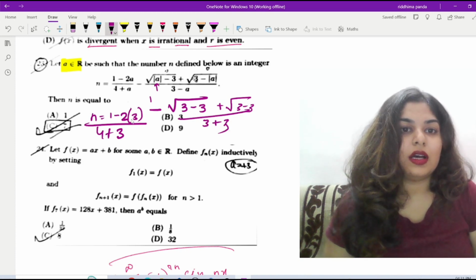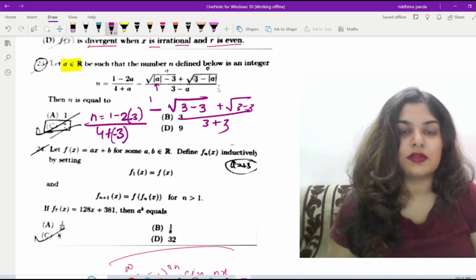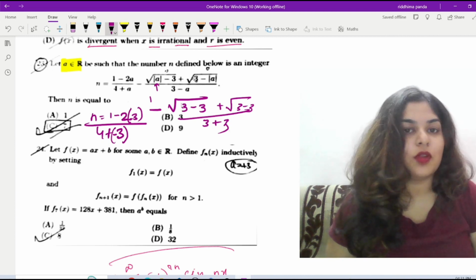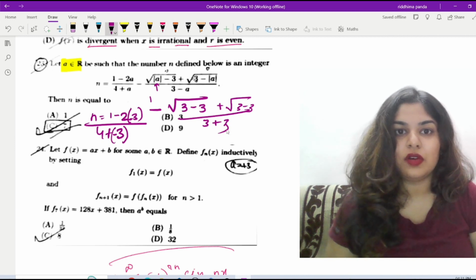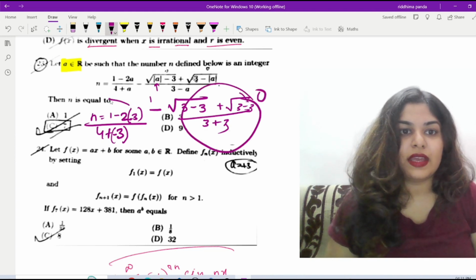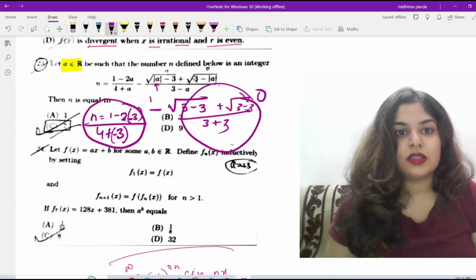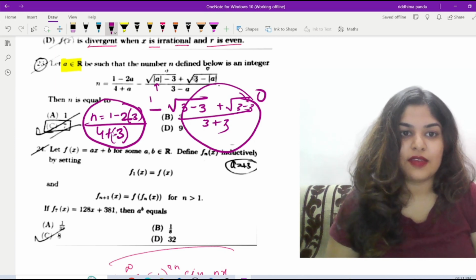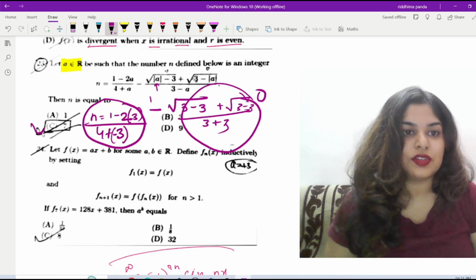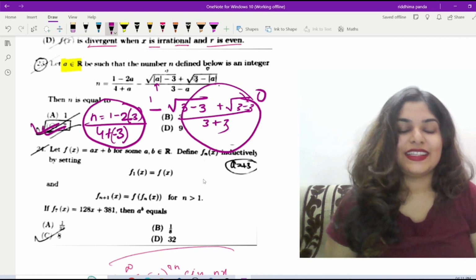Now a is minus 3, and these are all mod values, so we have taken positive 3 out, and here we have minus minus plus 3. So basically this turned out to be 0, and I have only this part to calculate n. So that is 3 into 2 is 6, minus minus plus 1 is 7, and this is 4 minus 3 is 1, so 7 by 1. So the value of n is 7, which is option C.